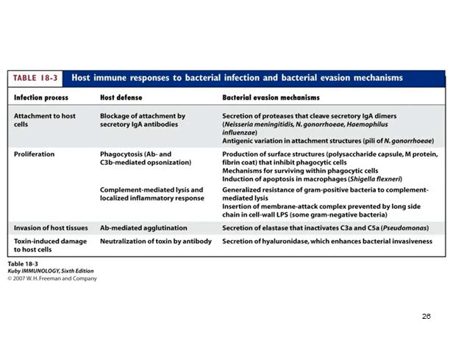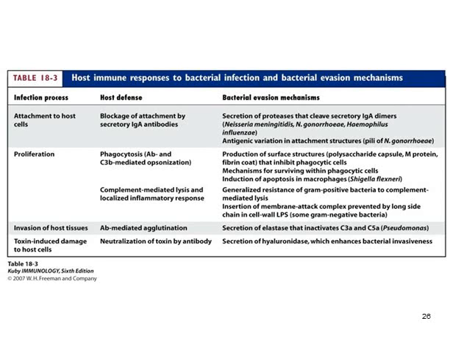So the first mechanism by which infection can occur is attachment to the host cells. Our host cells can actually block this via secretory IgA antibodies. However, a large number of bacteria produce proteases which cleave secretory IgA, and there is a significant antigenic variation in the attachment structures of the bacteria, meaning that we can't block all of them from attaching.